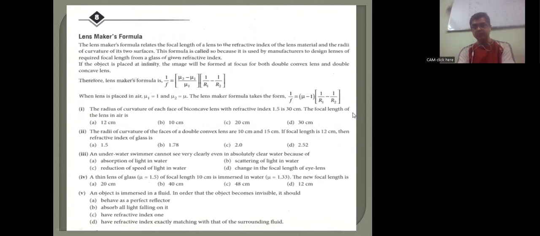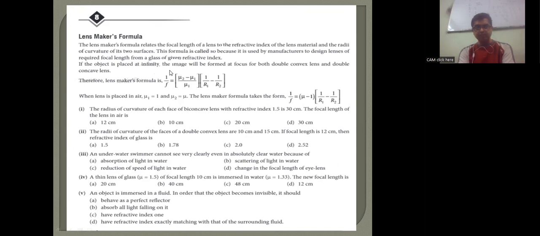Now come to next case study number 8. Lens maker formula. The lens maker formula relates the focal length of the lens to the refractive index of the lens material and the radii of the curvature of the two surfaces. This formula is called so because it is used by the manufacturer to design lenses of required focal length from a glass of a given refractive index.